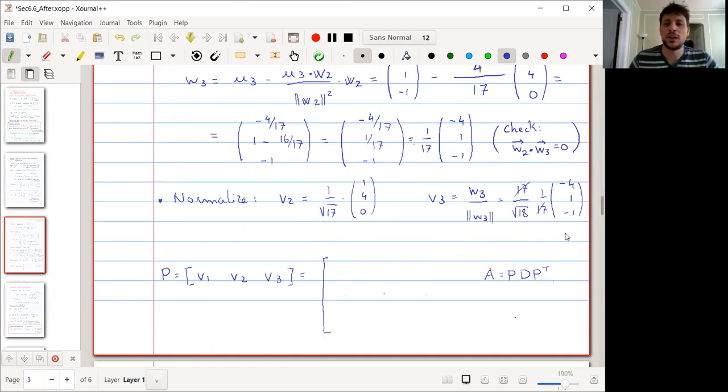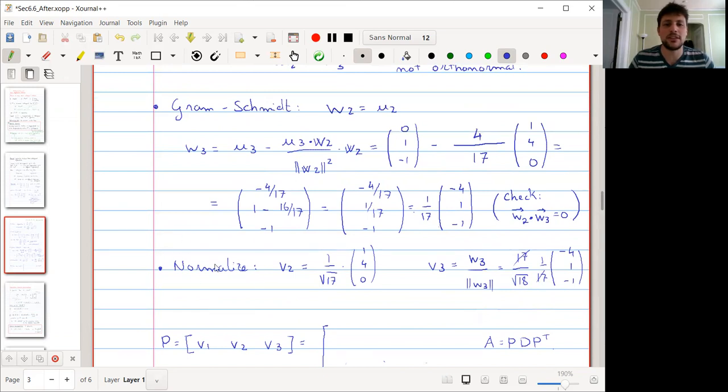Okay, so we're finally ready. So after normalizing, we have an orthonormal basis. Maybe I'll write it here. V2 and V3 are an orthonormal basis of the 18 eigenspace. And V1 is an orthonormal basis for the 0 eigenspace.